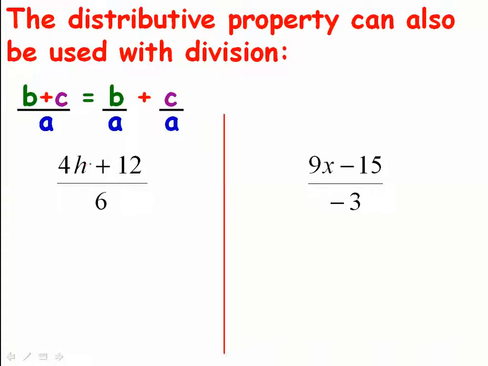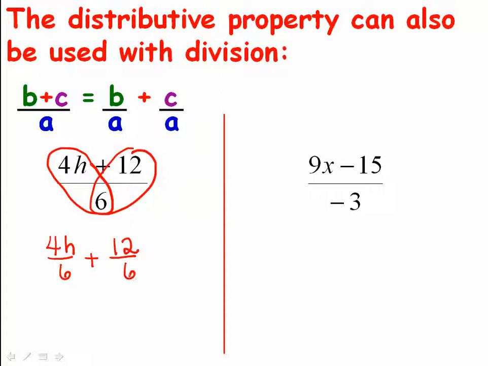We could rewrite this problem as 4h over 6 and 12 over 6 with a plus sign in the middle. From there, we simply reduce each of our fractions. So 4 over 6 can be reduced to 2 over 3, which is 2/3 h. 12 divided by 6 is 2. So the answer is 2/3 h plus 2.